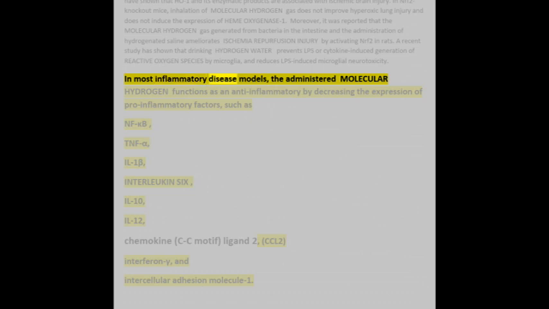In most inflammatory disease models, the administered molecular hydrogen functions as an anti-inflammatory by decreasing the expression of pro-inflammatory factors, such as NF-kB, TNF, interleukin 1-beta, interleukin 6, interleukin 10, interleukin 12, chemokine CC motif ligand 2, CCL2, interferon, and intercellular adhesion molecule 1. In the brain, neuroinflammation is likely induced by microglia.